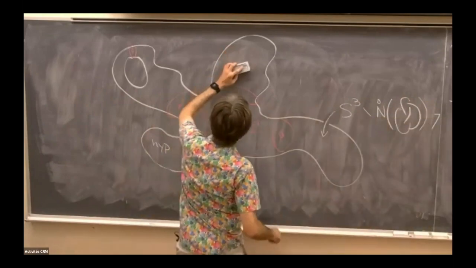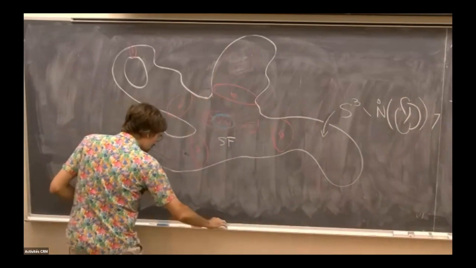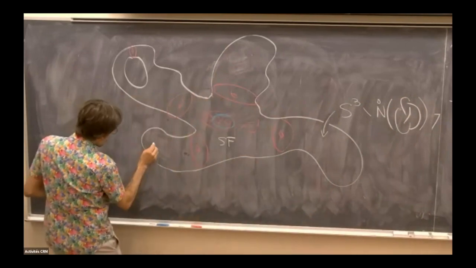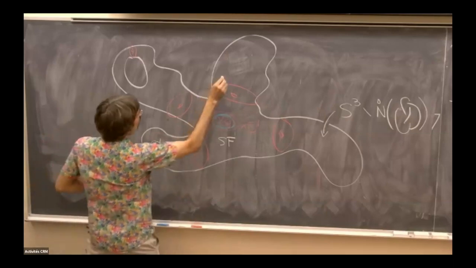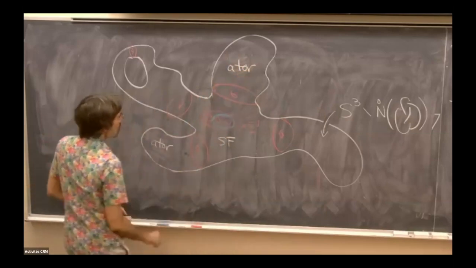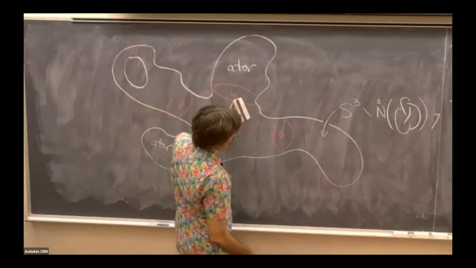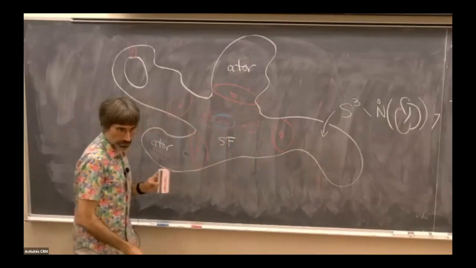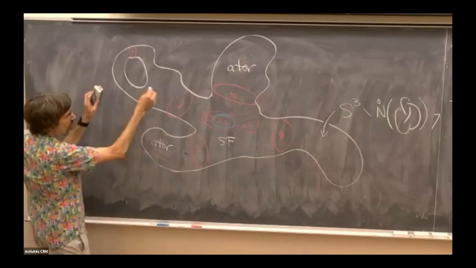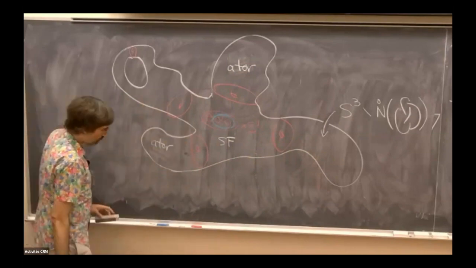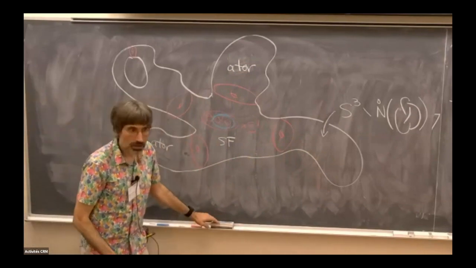So the atoroidal ones, I would call these hyperbolic. Maybe I should say this is pre-geometrization. So these are all atoroidal, and then Thurston himself showed that if you have boundary and are atoroidal, then you're hyperbolic. So after the fact, we know that these pieces are hyperbolic pieces.